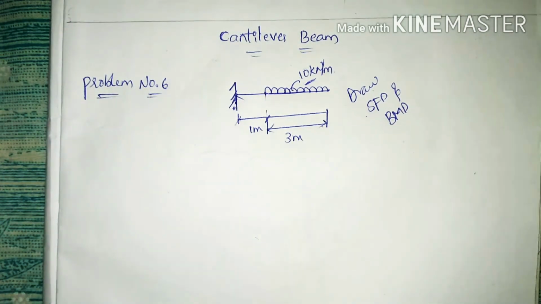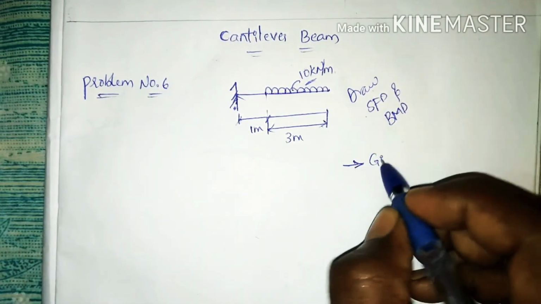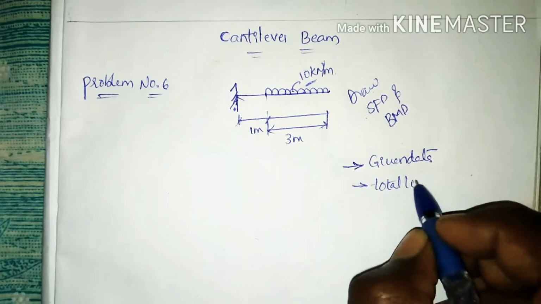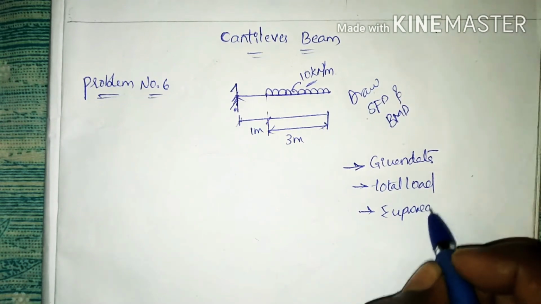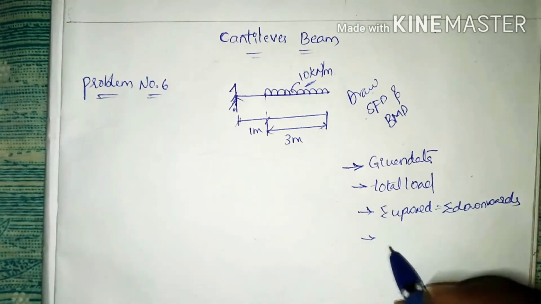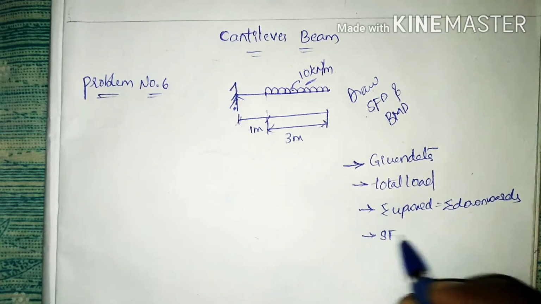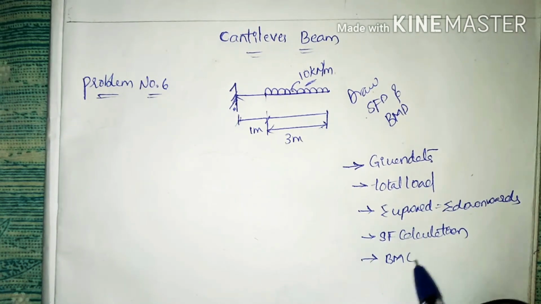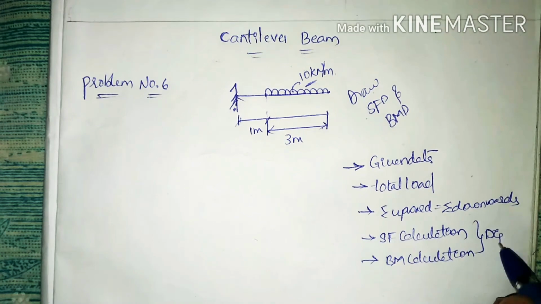As we know, our 5-step rule is: number 1, given data; number 2, total load; number 3, equating summation of upward forces equal to summation of downward forces, or reactions; number 4, shear force calculation; and number 5, bending moment calculation, and their diagrams for both.